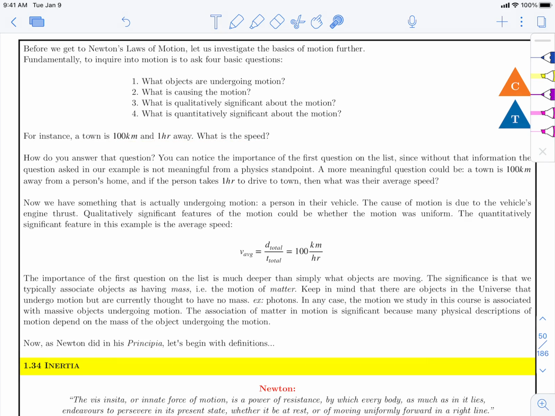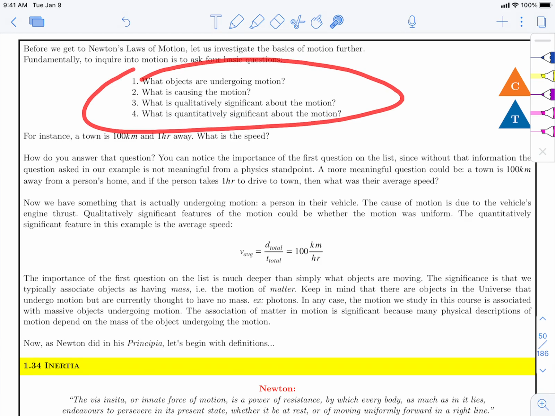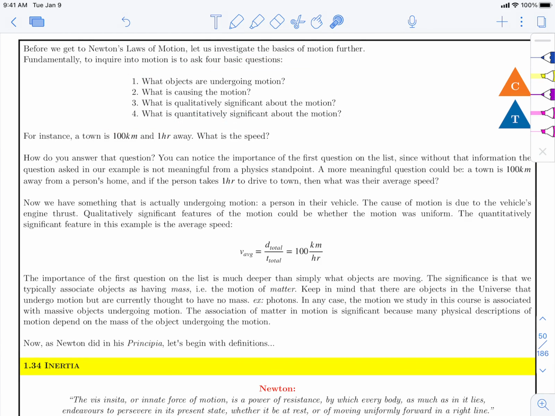Continuing onwards, physics is not only about just answering questions, it's also being able to ask proper questions. So I've given you 4 little points here on what to ask yourself when you're reading a question in dynamics. So when you're reading a question, ask yourself, what objects are undergoing the motion? What is causing the motion? What is qualitatively significant about the motion? And what is quantitatively significant about the motion? So these 4 things should be in your mind as you're reading a dynamics question or any kind of physics question in this course.